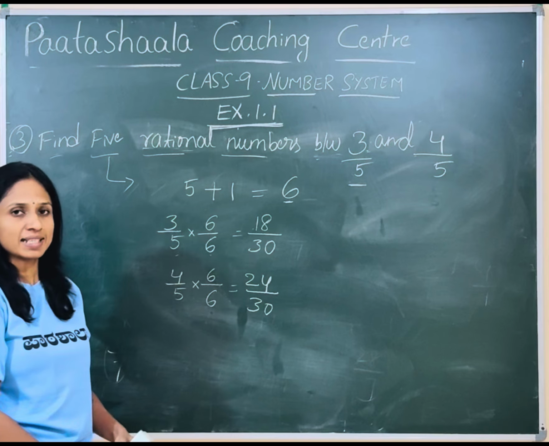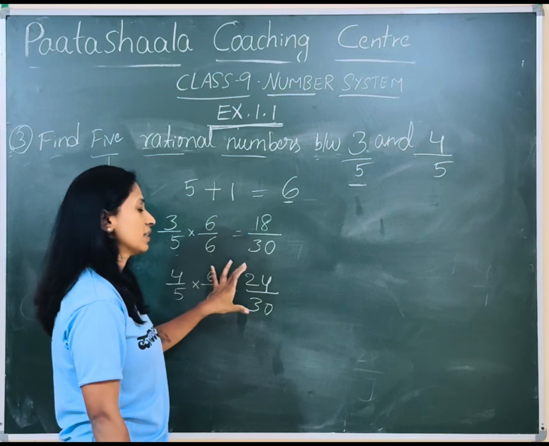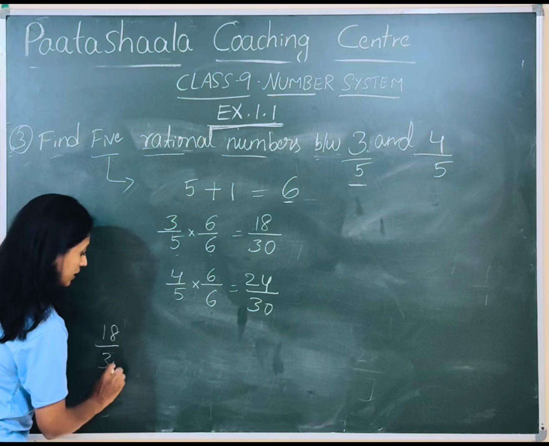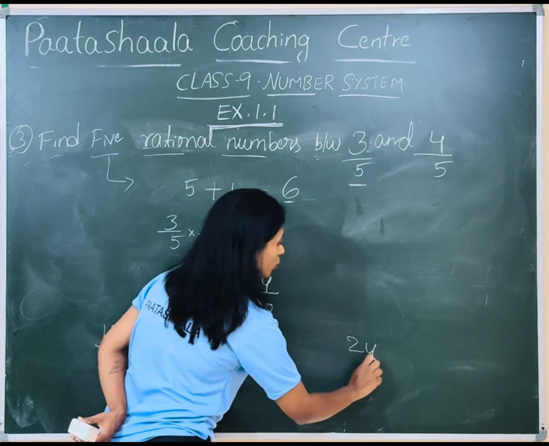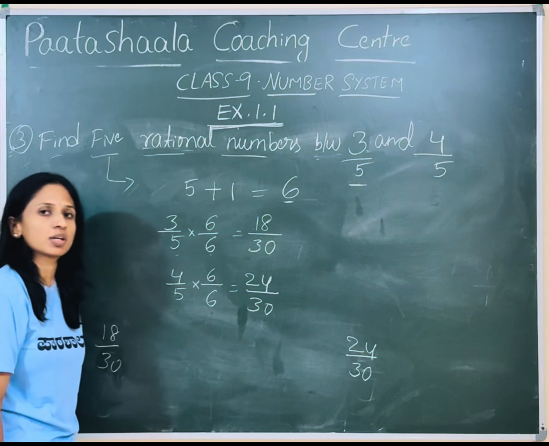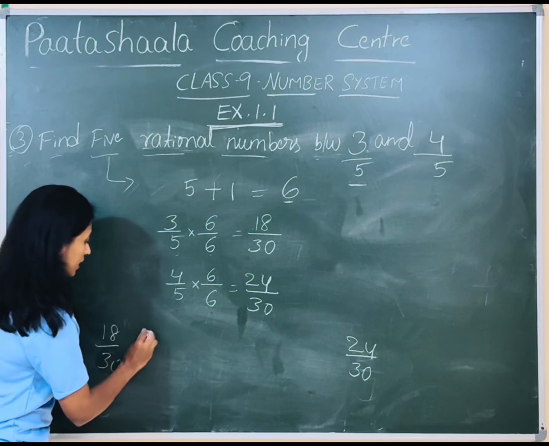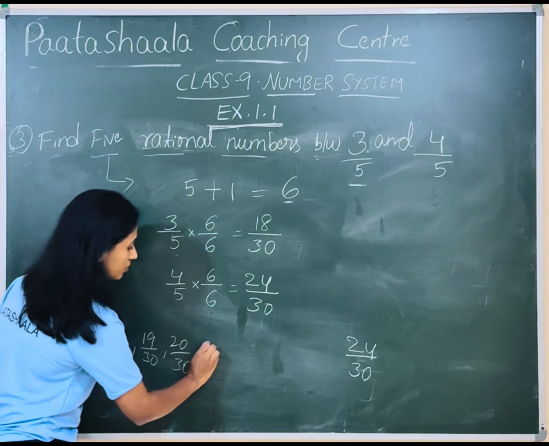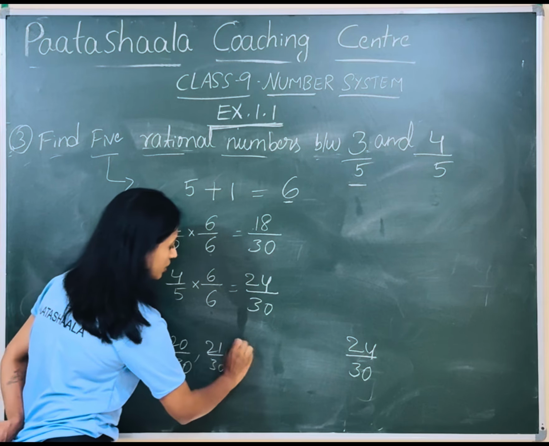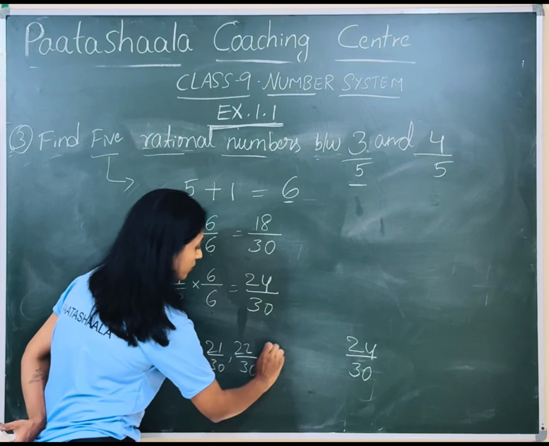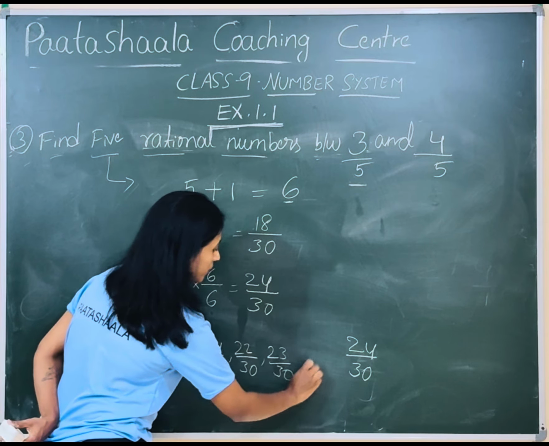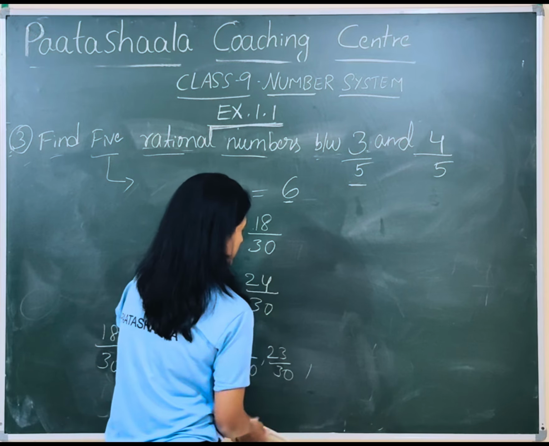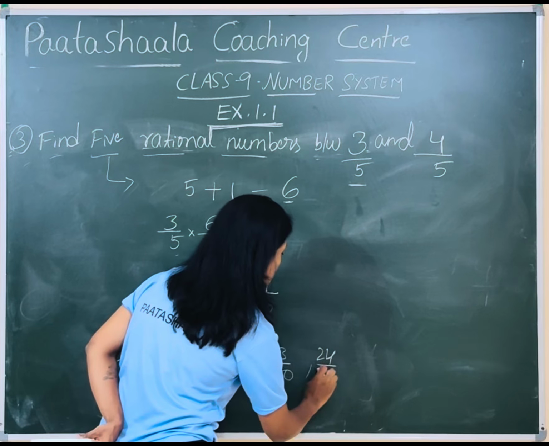So now we can write the rational numbers between 18 by 30 and 24 by 30. The first number is 18 by 30. The last number is 24 by 30. What are the numbers we'll get in between these two? 19 by 30, 20 by 30, 21 by 30, 22 by 30, 23 by 30 and 24 by 30. So we got the rational numbers between these two.